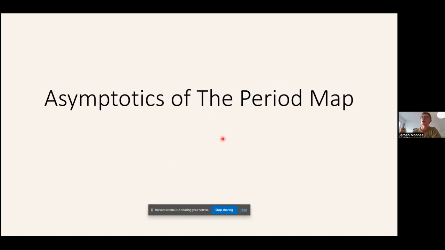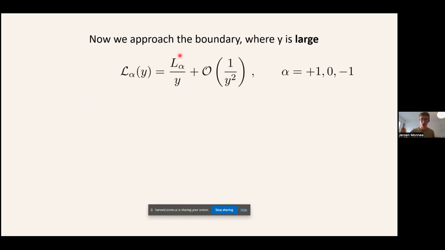So just to summarize, I introduced for you this period map, which is just an alternative way of packaging the information that's in a Hodge structure, in this variation of Hodge structure. And I wrote down a bunch of differential equations that we now want to solve, essentially. But to solve this in general is very difficult. So what we are going to do is try to solve them near the boundary. Okay. So we are going to make essentially a series expansion around the point where y is large.